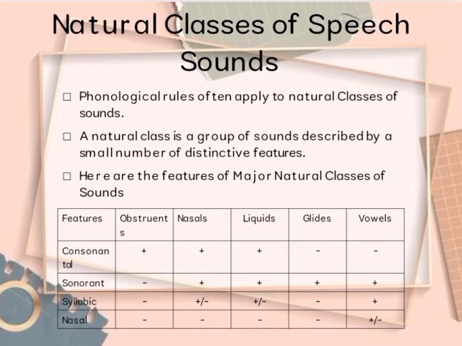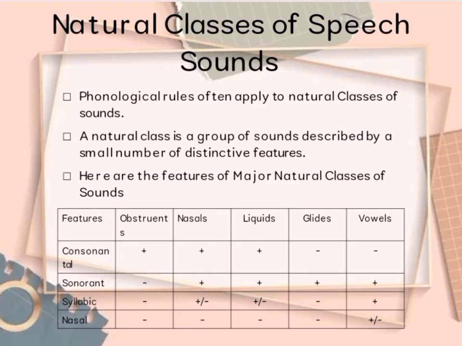Next, a natural class is a group of sounds described by a small number of distinctive features. So, a natural class is a set of sounds that have certain phonetic features in common. For a group of sounds to constitute a natural class, they must all share one or more features, and there should be no other sounds in the language that have this feature or combination of features. Classes are defined by distinctive features having reference to articulatory and acoustic phonetic properties, including manners of articulation, places of articulation, voicing, and continuance.